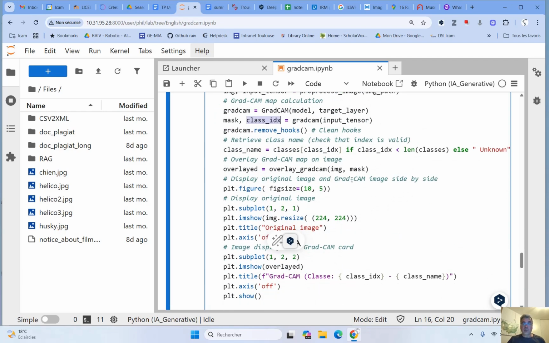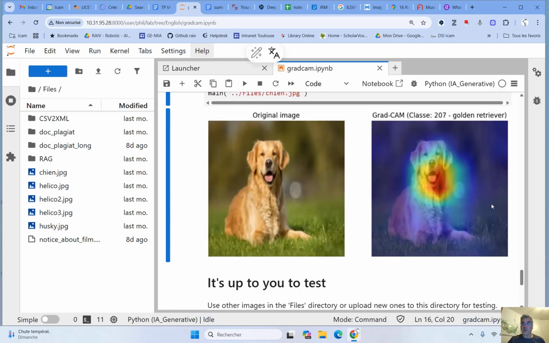Then we use another function defined previously to compute the heat map with the GradCam algorithm and overlay this heat map on the image of the dog to display this GradCam image.